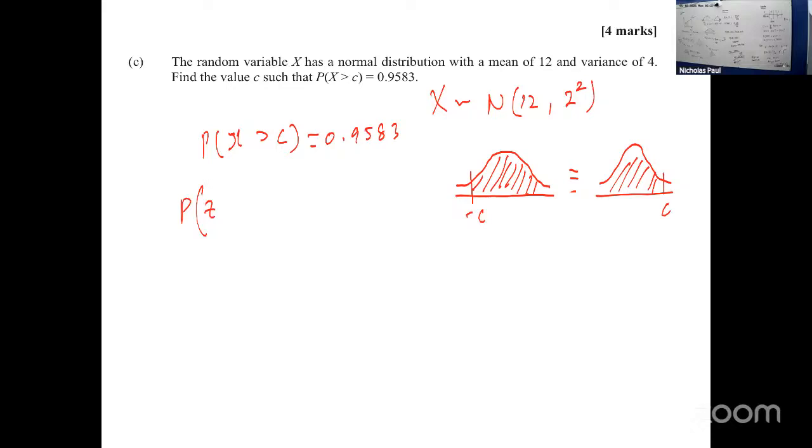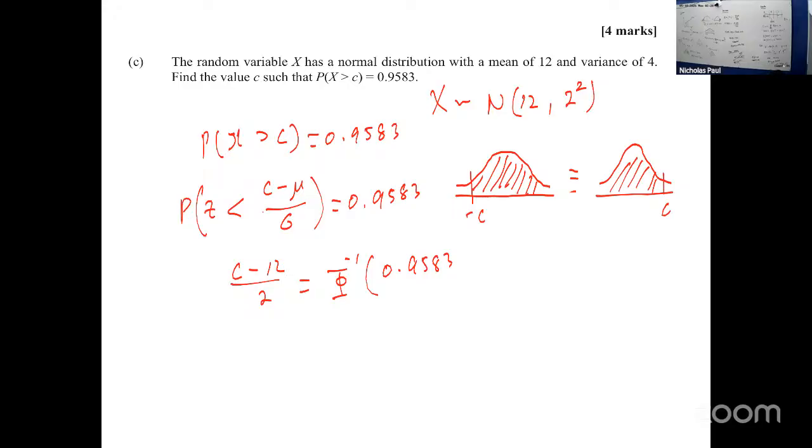Right, if you go less than, you just have to remember to put the minus sign in front, right? C minus mu all over sigma, right? Is equal to 0.9583. C minus 12 all over 2 is equal to phi inverse of 0.9583. Right, we ignore the sign for now. As I said, we put back the sign in the end, right?